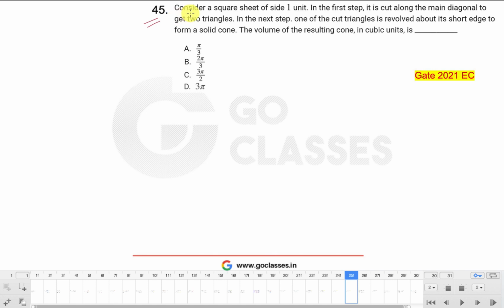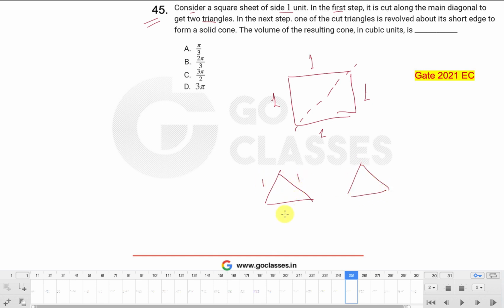Question number 45. It's a good question. Consider a square sheet of side 1 unit. In the first step, it is cut along the main diagonal to get two triangles. It means it is cut from here. We will get two triangles. Side with 1, and this is what? Root 2.